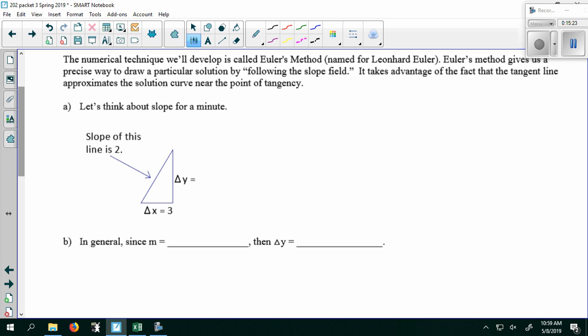So let's just think about slope for a minute. If you know that the slope of this line is 2, and you know delta x is 3, what does delta y have to be? 6. Yeah, change in y over change in x gives you slope, so delta y would have to be 6. In general, since m is delta y over delta x, then delta y is slope times delta x. Just multiply both sides of that slope equation by delta x.